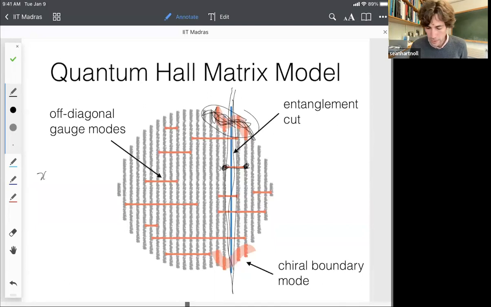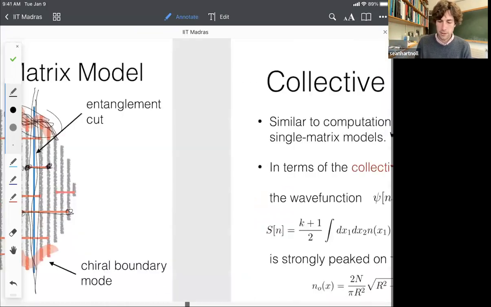Okay, so this is meant to look like strings going across the cut. What they are is modes of the matrices that are acted on by gauge transformations on both sides.